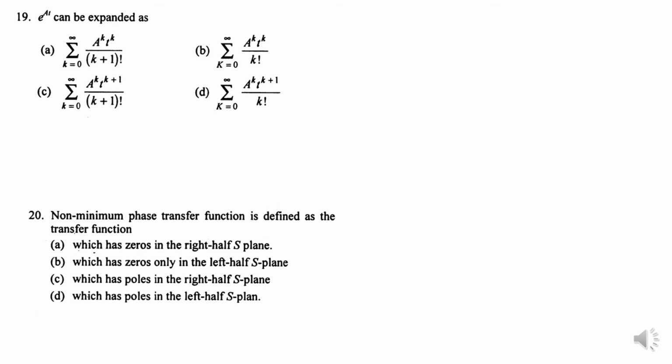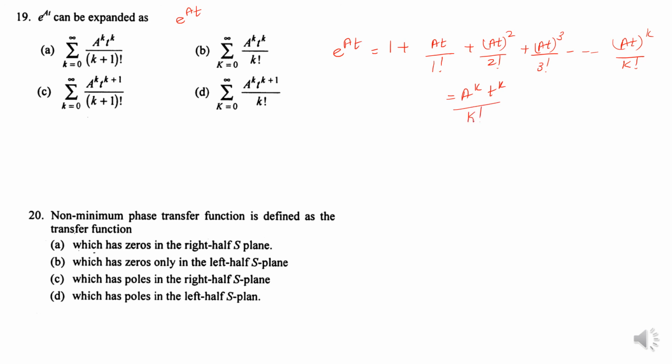Next problem, e power at can be expanded as. So how to expand e power at? E power at equal to 1 plus at by 1 factorial plus at square by 2 factorial plus at cube by 3 factorial, up to the last term, at power k divided by k factorial. So a power k into t power k divided by k factorial is the correct answer. Option B is the correct answer.